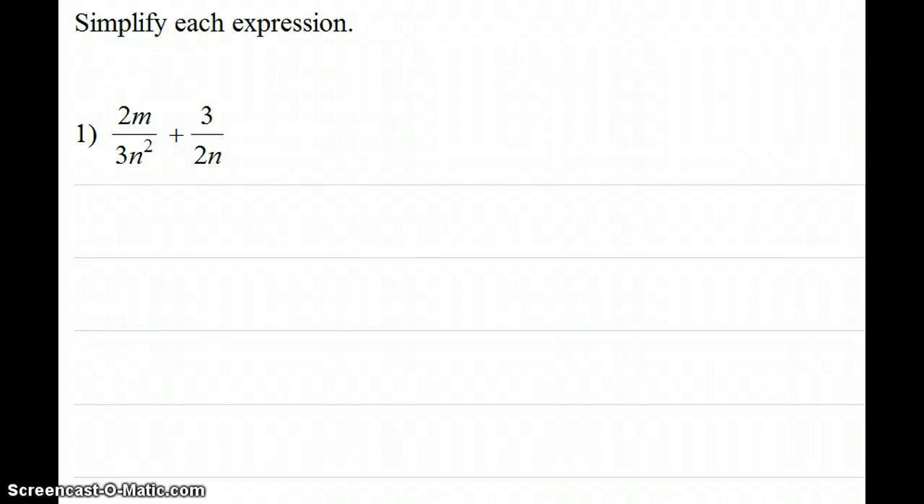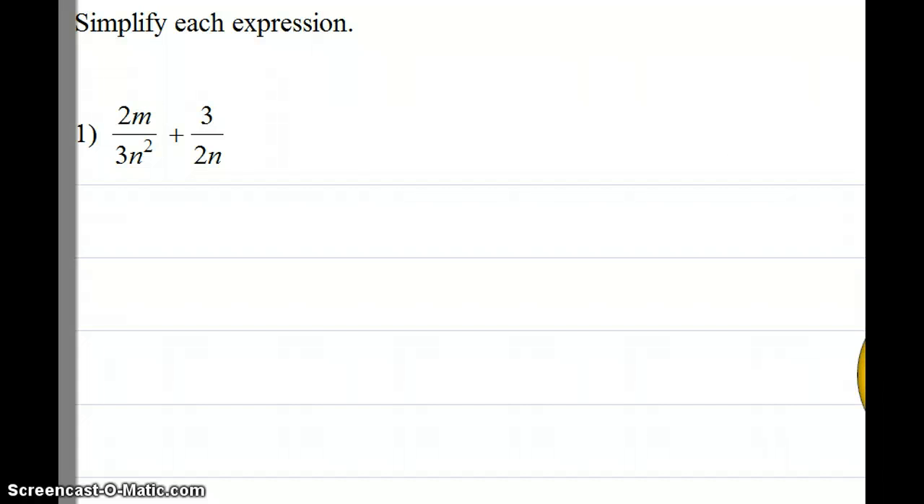So we're going to use some of the same concepts that we did when we were adding fractions that were numbers, but now with fractions that have variables in them. So our first question is, what is a common denominator? Is there anything common between these two denominators? And the answer is yes. N is common. So I don't need to multiply these together and get an n cubed.